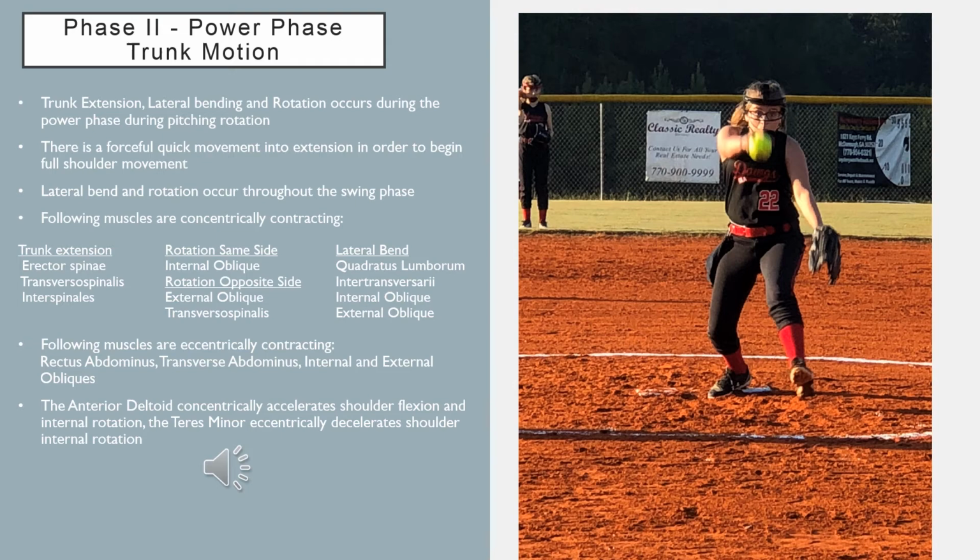The following muscles are concentrically contracting during the power phase. For trunk extension: erector spinae, transversospinalis, interspinales. Rotation same side: internal oblique. Rotation opposite side: external oblique and transversospinalis. Lateral bend: quadratus lumborum, intertransversarii, internal oblique, and external oblique.